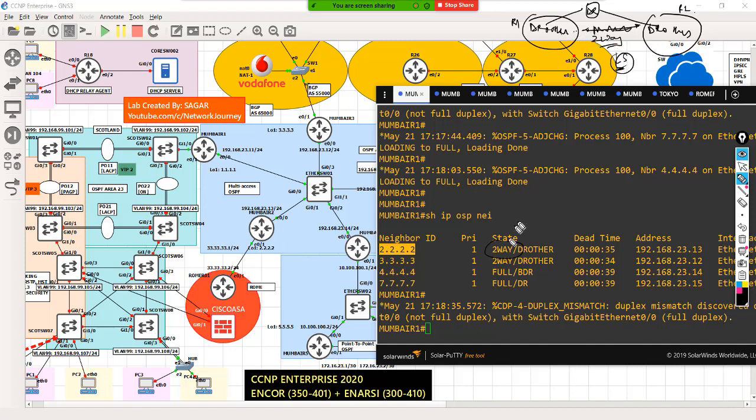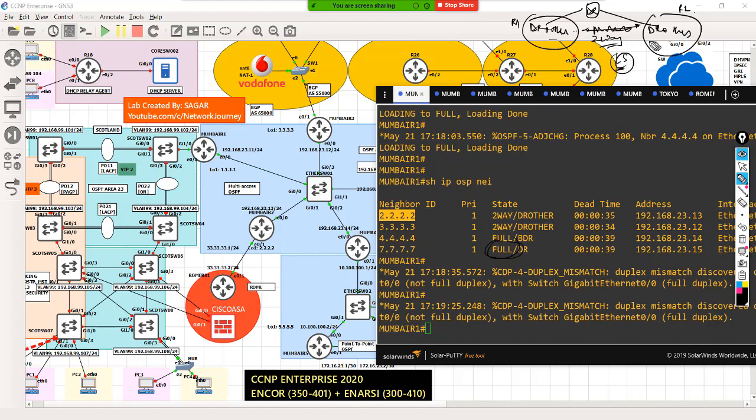So we are going to keep those two DR others at two-way instead of full adjacency, just to avoid the unwanted LSAs. They are going to have full adjacency with the BDR and DR.